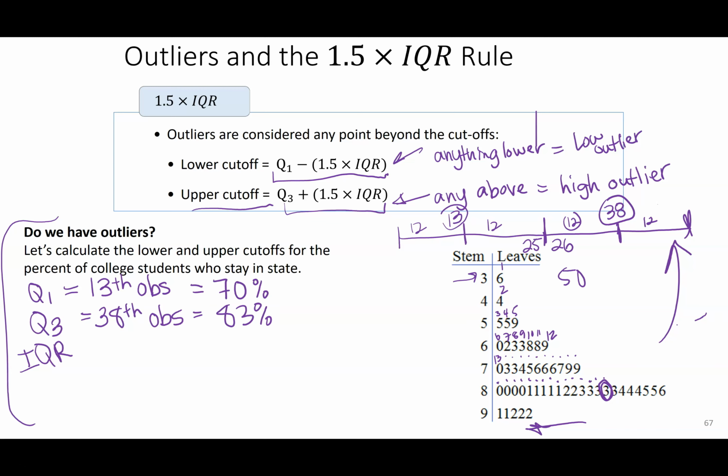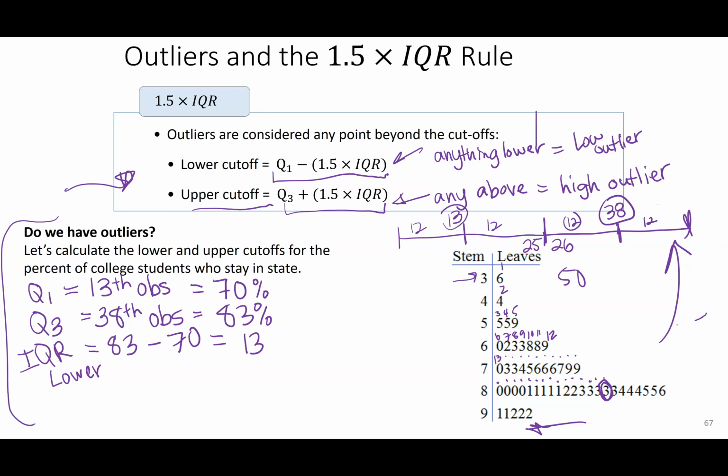So my IQR is going to be 83 minus 70%. Well, they're both in percents, so 13. So I have everything I need to set this up here.